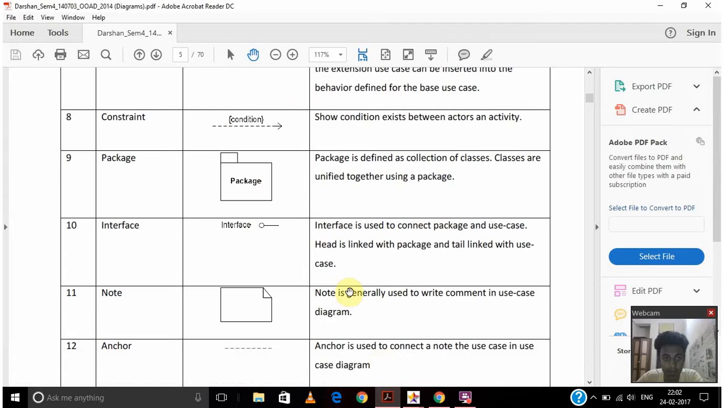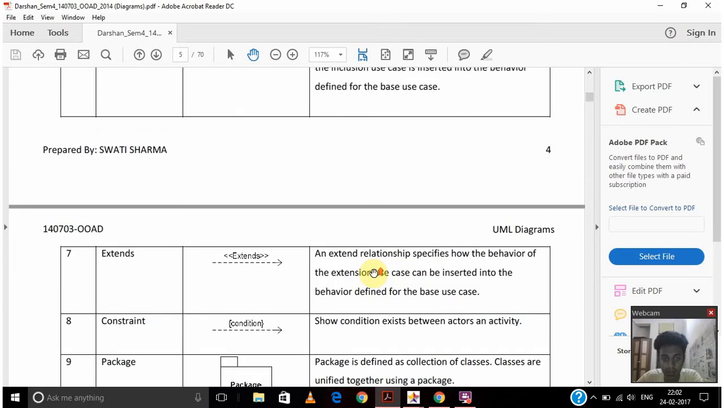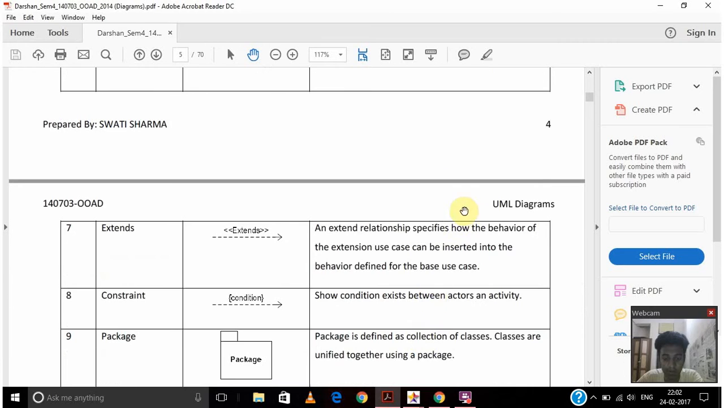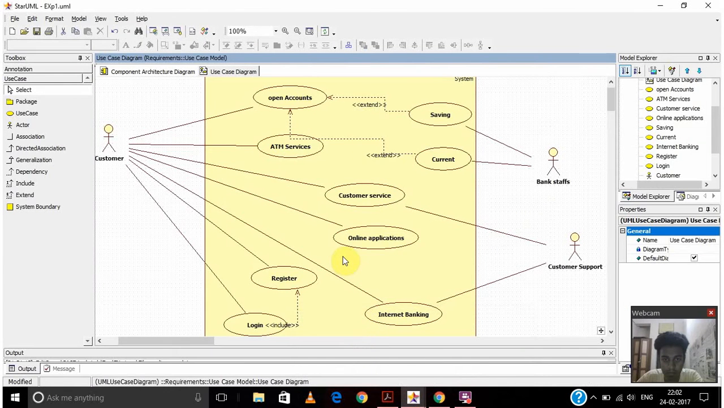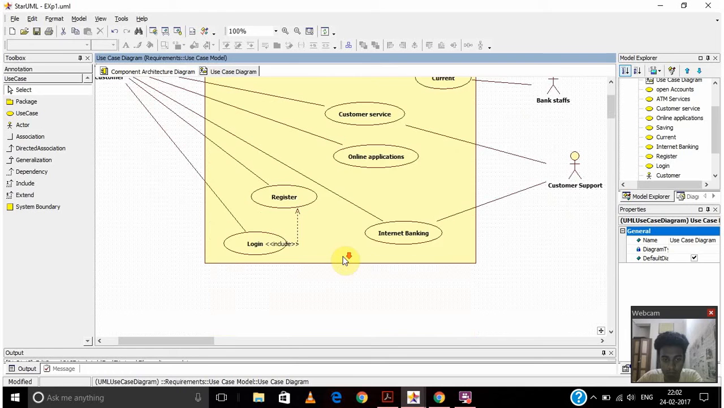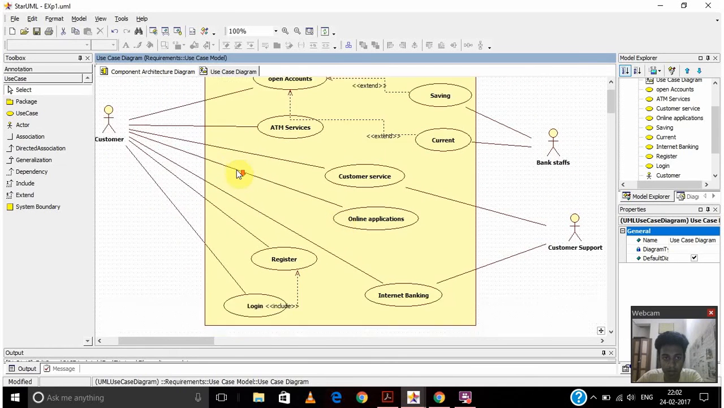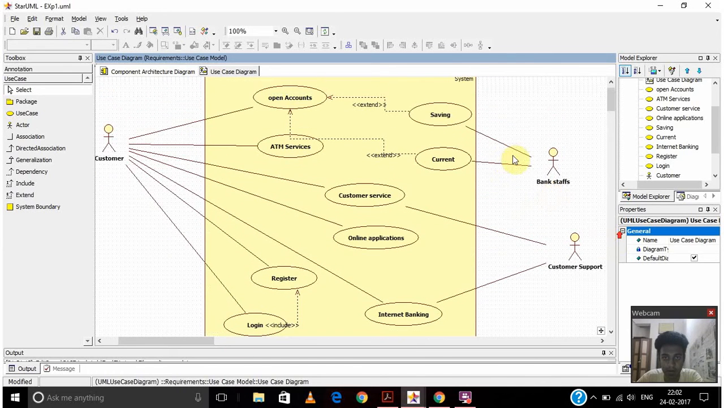As explained previously, extend specifies how the behavior of the extension use case can be inserted into the behavior, and include specifies how the behavior for the inclusion use case is inserted into the behavior. I haven't used any generalization, and it is enclosed within a system boundary described by this rectangular block.